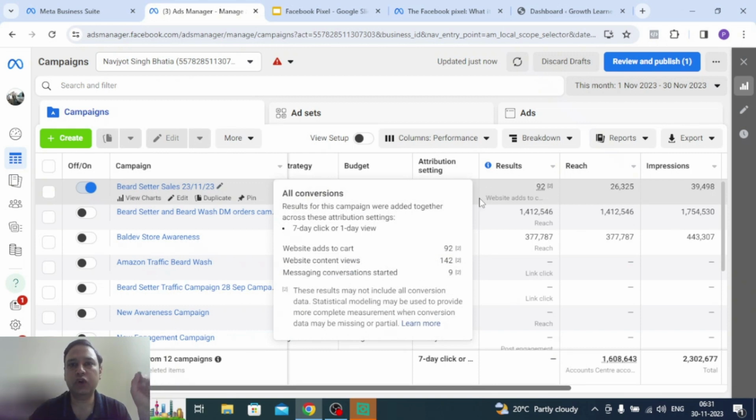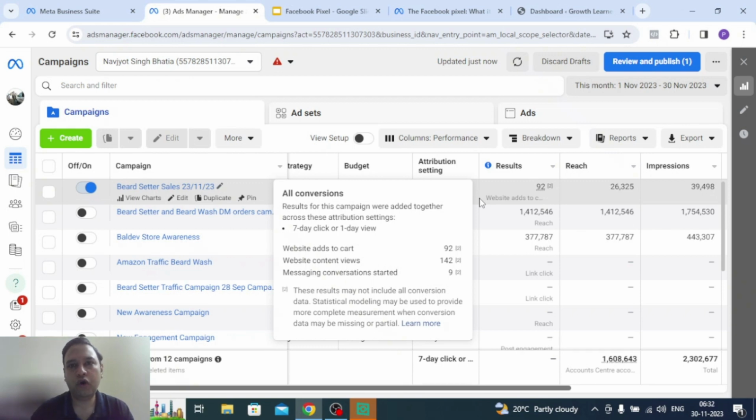If my pixel was not set up correctly, Meta won't get this information and it won't be able to optimize my campaign using this information. Because when I started this campaign on day 1, I got only 5 cart additions. On day 2, I got 15 cart additions. And on day 3, it improved to 20, 30, and eventually 40 cart additions in a day. Because Meta's algorithm is learning the behavior of users on my website and it is improving the campaign targeting to identify audience who are more likely to do this behavior on my website and make a purchase eventually.